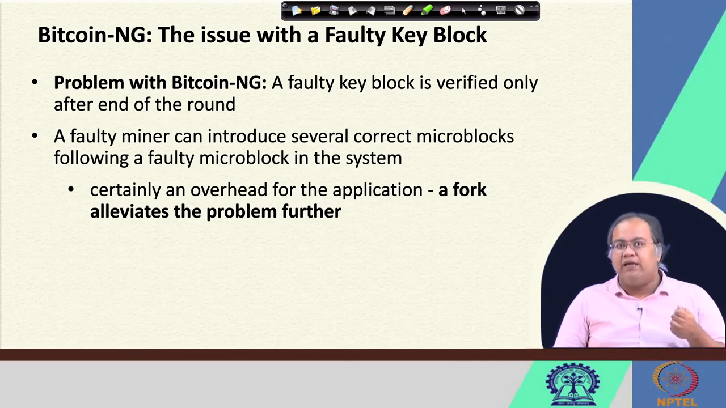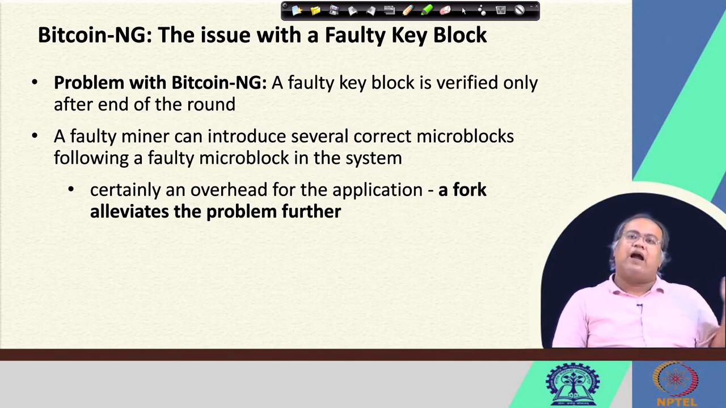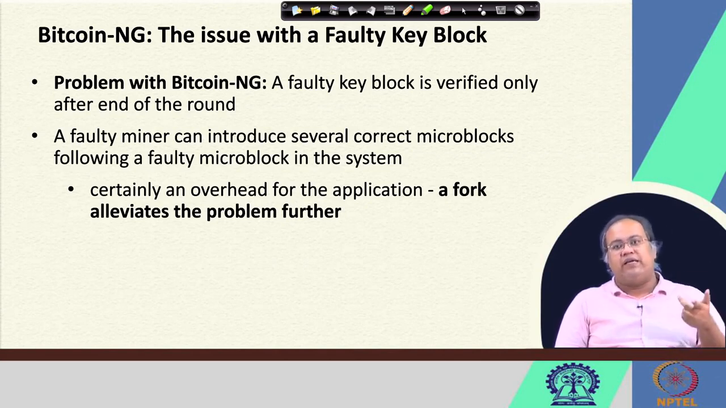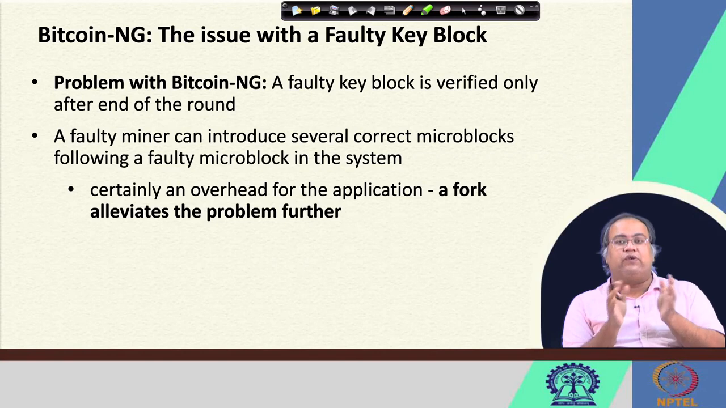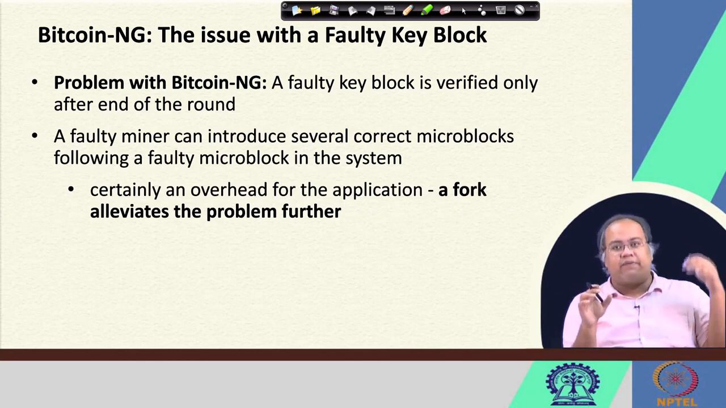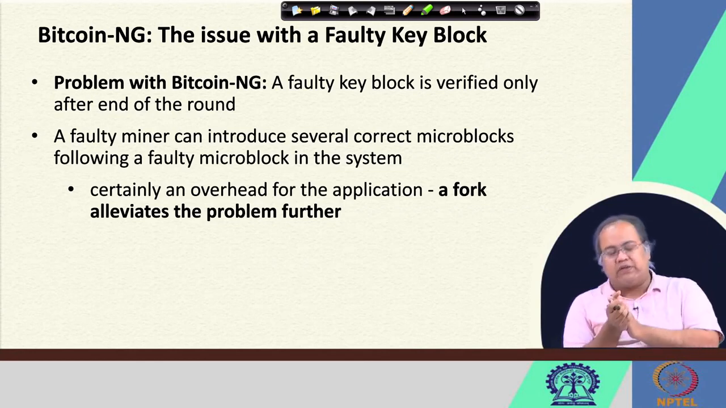And what might indeed happen is that a faulty miner can introduce several correct micro blocks following a faulty micro block. It can add a key block followed by a faulty micro block followed by several other correct micro blocks. In my entire end-to-end architecture, if a miner adds even one faulty micro block among the key block and the micro blocks it adds, then I need to discard the entire chain, right? That means from the key block to all the other micro blocks.